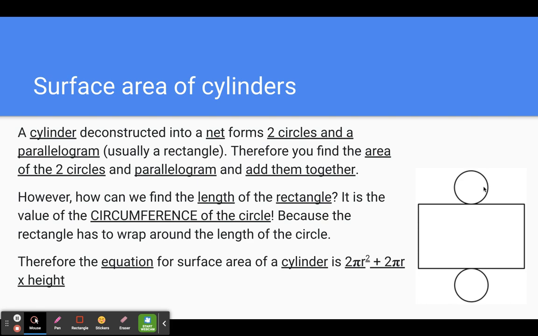Therefore, the equation for the surface area of a cylinder is 2 times pi times radius squared. So remember, pi r squared is the area of one circle, but there's two circles, so you multiply it by 2. Plus pi times r, 2 times r is the value of a diameter, and diameter times pi is the length of the circumference, so that will give you the length of the rectangle, times the height is going to be that there.